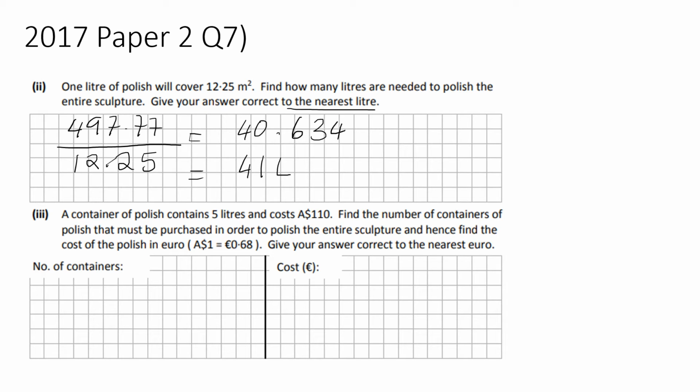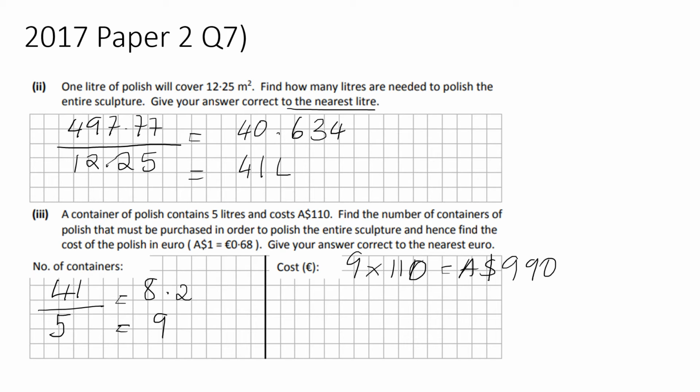That is 10 marks. So a container of polish contains 5 litres and costs 110 Australian dollars. Find the number of containers of polish that must be purchased in order to polish the entire sculpture, and hence find the cost of the polish in euros, correct to the nearest euro. We know that we need 41 litres, and it comes in tins of 5. So I need 8.2 containers of 5 litres. That means I really need to buy 9 containers. If I buy 9 of the containers, that's going to cost me 9 times 110.